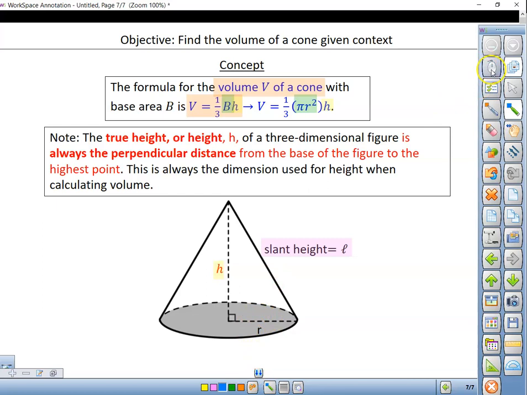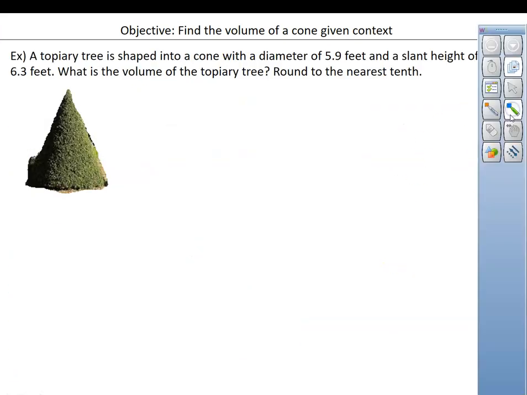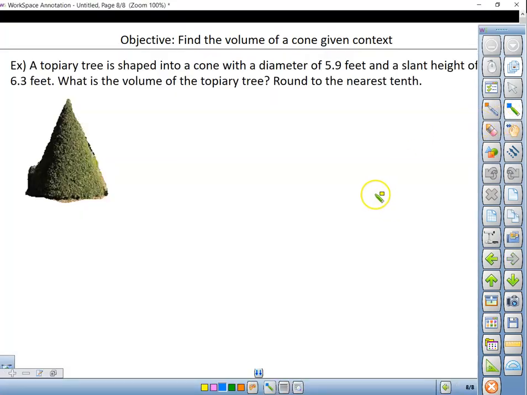All right, let's take a look at our first example. So here it says a topiary tree is shaped into a cone with a diameter of 5.9 feet and a slant height of 6.3 feet. What is the volume of the topiary tree is our question. So that's pretty straightforward, just calculating a volume.